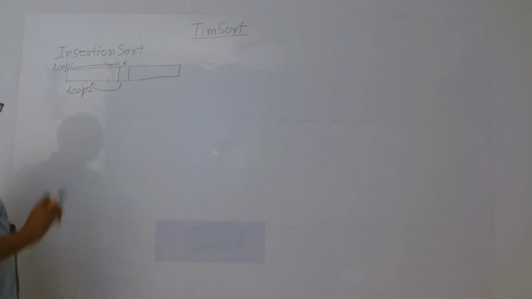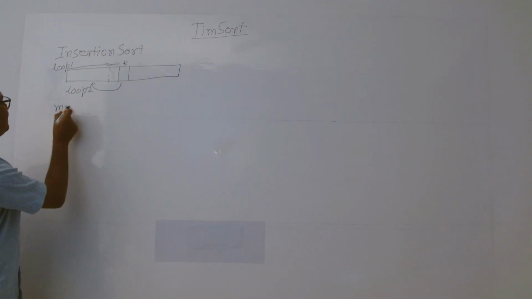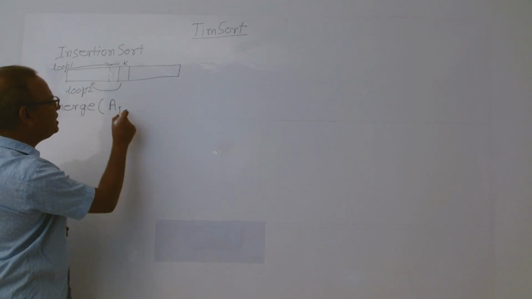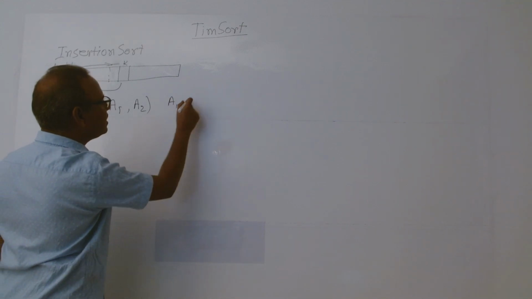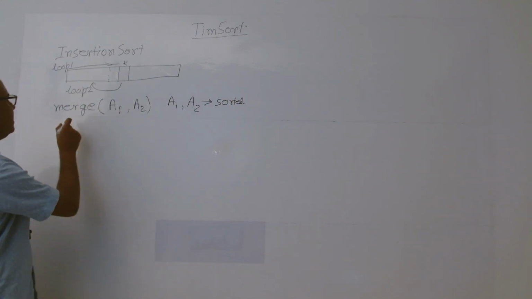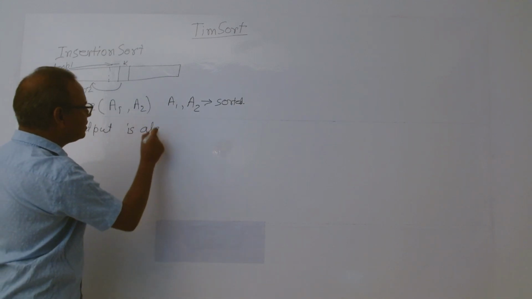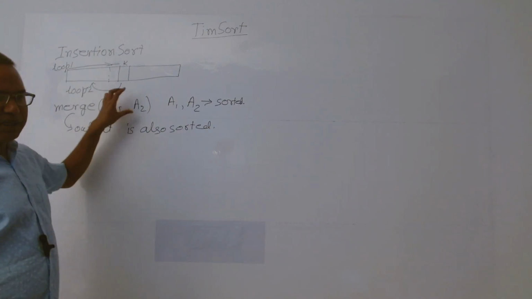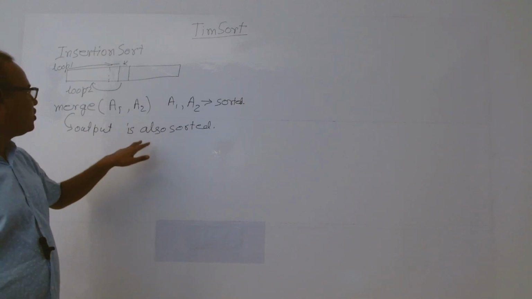And merge sort. Merge sort is mostly about a single function, the merge function. What does the merge function do? It takes two sorted arrays, let's say A1 and A2. Both are sorted arrays, and the output of this function is also sorted. So one thing to remember when implementing this merge function: A1 and A2 are both sorted and the output is also sorted.